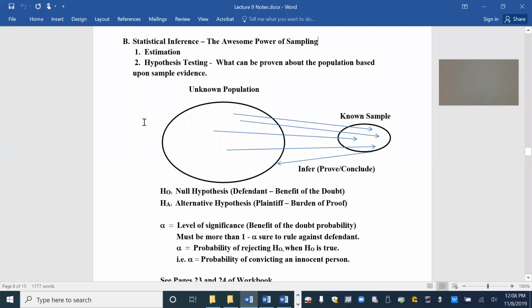Our topic for today is called hypothesis testing, and it is part of statistical inference. In statistical inference, it's what can I infer, what can I generalize about what I see in a sample about a population. Under estimation, our definition of infer was, what do I forecast, what do I predict? In hypothesis testing, it's what can I prove? What can I conclude about the population?